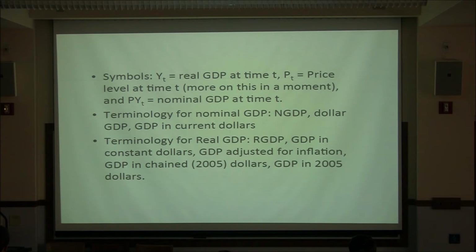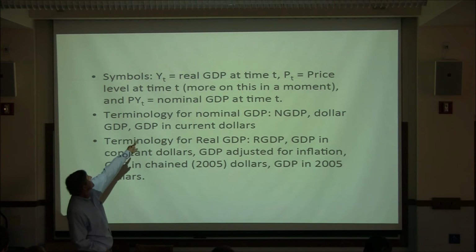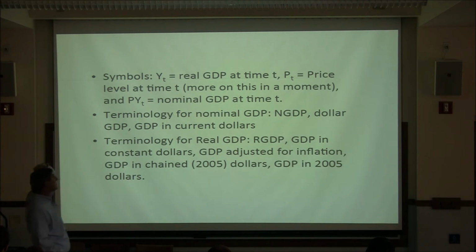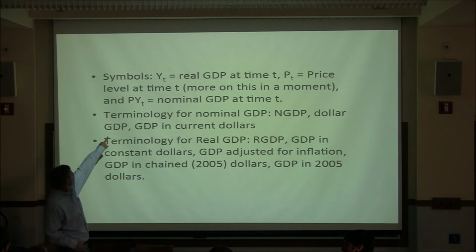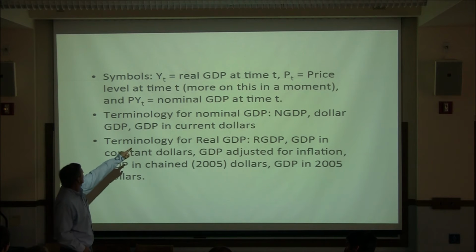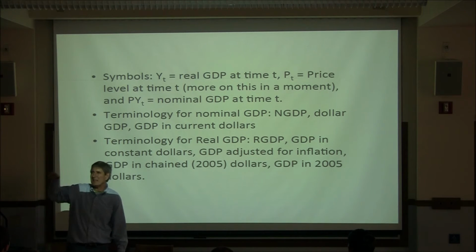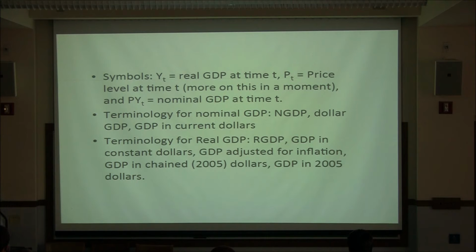Symbols. So I'll be using a single line bar over Y as always real GDP. Pt will be the price level, which we haven't talked about yet, and you probably ran into more than once in your economics courses. You probably know what the price level is about. And then PtYt is nominal GDP. The book also uses a dollar sign Yt, which I don't like at all, but oh well, as its measure of nominal GDP. The PY is much better.